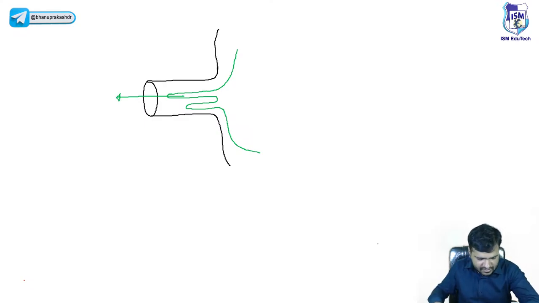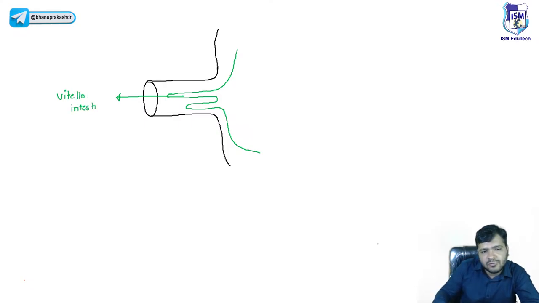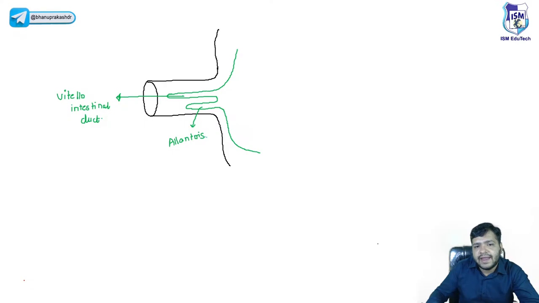Which duct is this, guys? Yes, Angel Matthews, very good, beta. It is the vitellointestinal duct. जिन्होंने embryology पढ़ी है उनको मैंने बता दिया था ये पहले। और ये वाला जो part हो जाएगा beta, that is called as the allantois. That is the part of the hind gut, right?